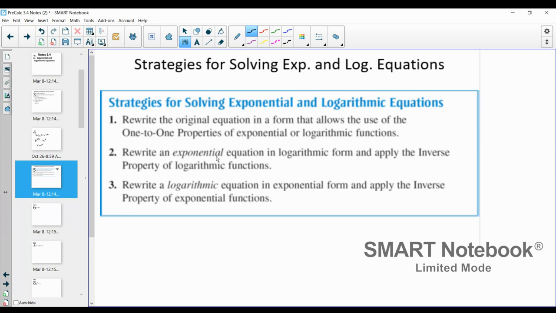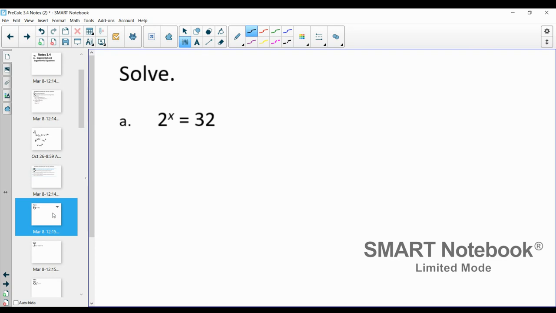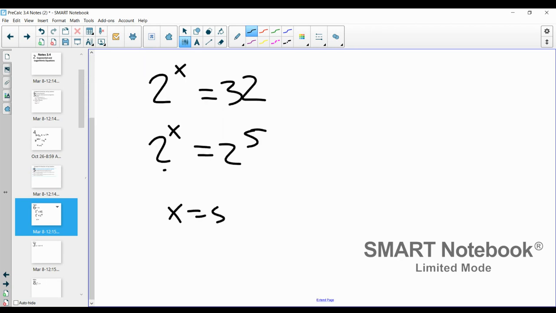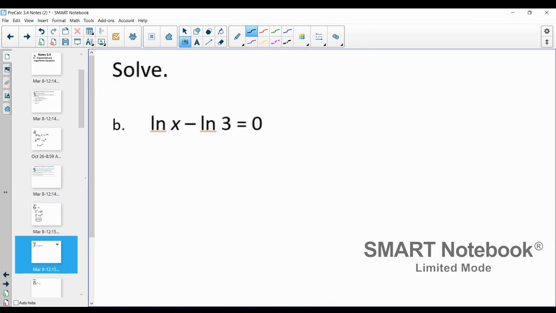The first thing here is just talking again about rewriting so we could use one-to-one, rewriting so we could use different properties. So just one example, quick one here. We have 2 raised to the x equals 32. Some of us can look at that and say, okay, I know what x needs to equal because I know 2 raised to this power equals 32. I see it as 2 to the x equals 2 to the 5th power. Then I see it as one-to-one, and so x must equal 5. I see that one way.